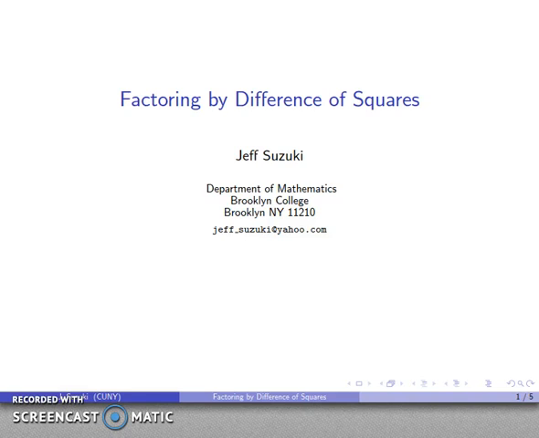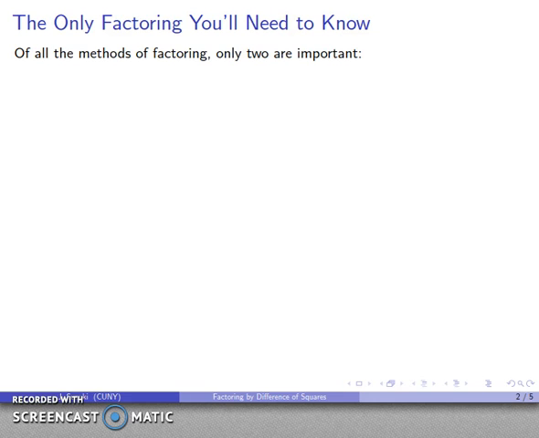One of the reasons that completing the square is extremely useful is that it applies in a number of different cases, and one important application is that we can use it to factor anything that is actually factorable, provided we know some things. And in particular, the great secret of factoring is there really isn't any. There's only two methods of factoring that are important.